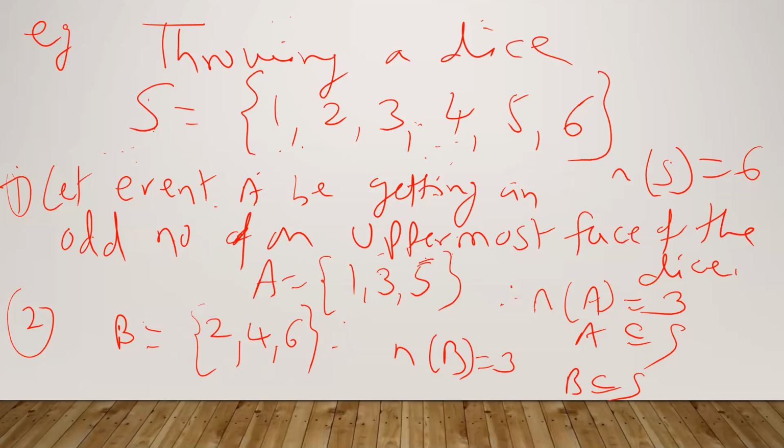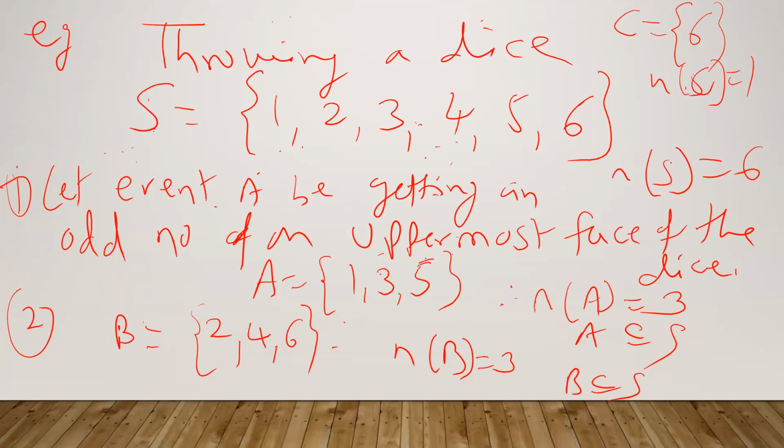I can have another example, where I define my event as throwing a dice and getting 6 on the uppermost face. That can be called an event. I denote it by C. So what will be my event C? It will just contain 6. What will be the number of points in C? It will be 1. So when I throw the dice and I get 6, that means my event C has occurred. So in this way, an event is any subset of the sample space.